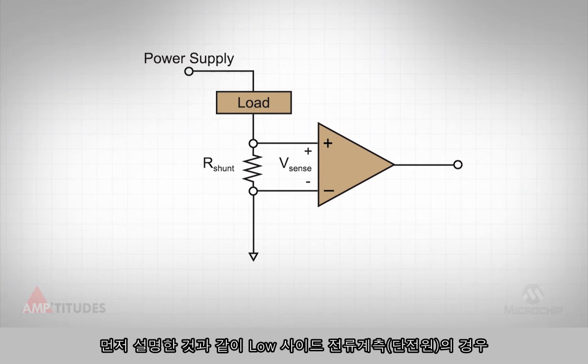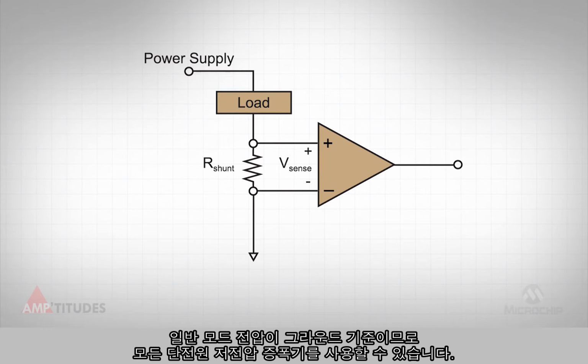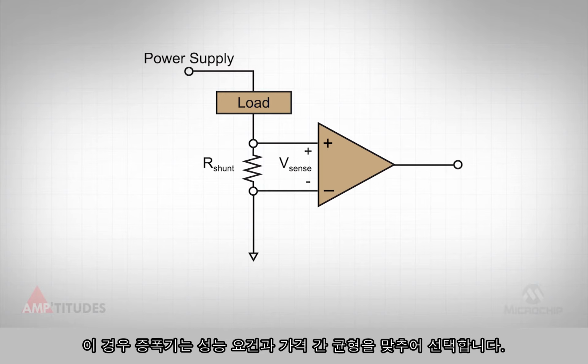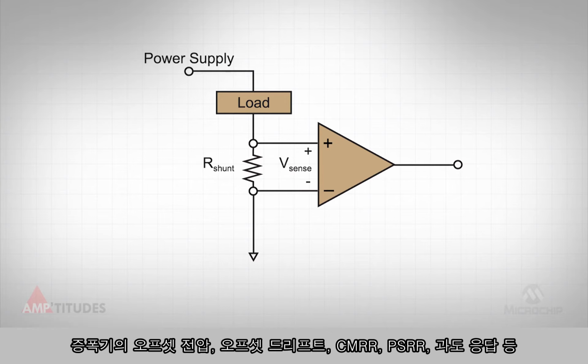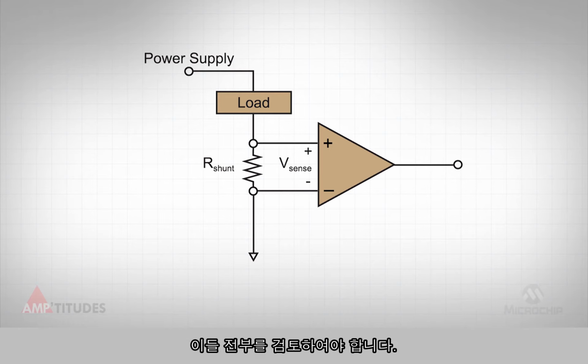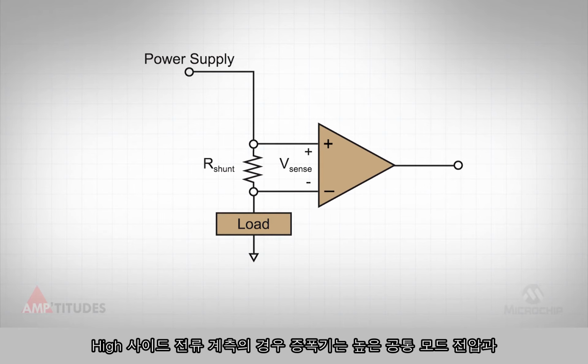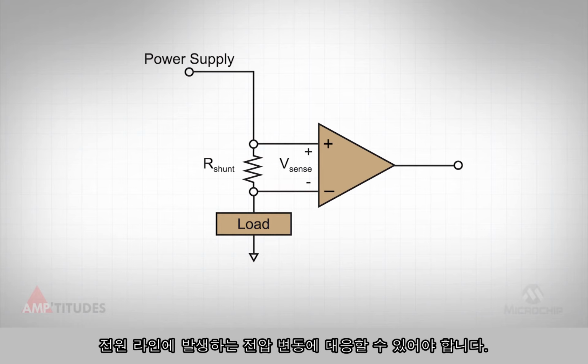As I mentioned earlier, for low-side current monitoring, essentially any single-supply, low-voltage amplifier can work, as the common mode voltage is ground referenced. Selecting the best amplifier for this situation depends on price versus required performance, as the amplifier's offset voltage, offset drift, common mode and power supply rejection, and transient response may all be critical considerations. For high-side current sensing, the amplifier must be able to support the higher common mode range, as well as handle any voltage transients that may occur on the power line.